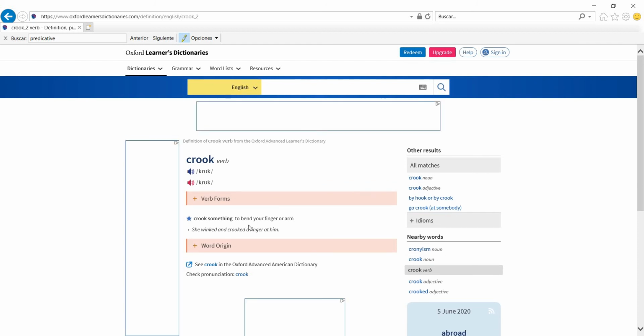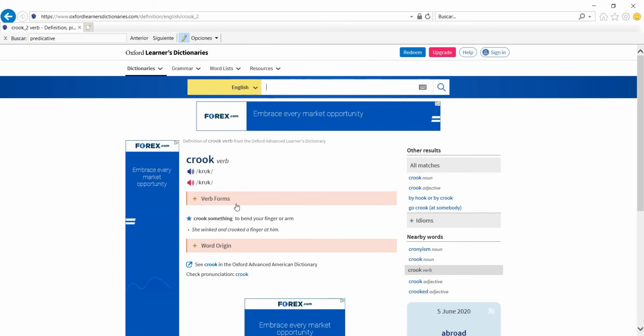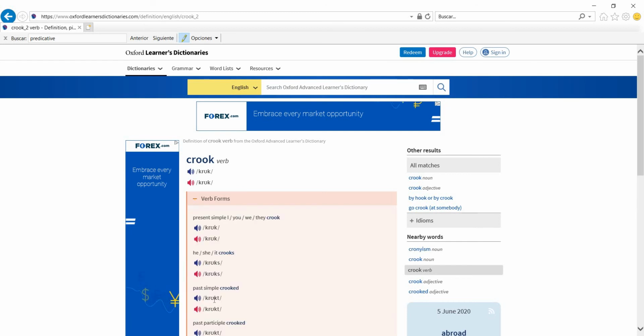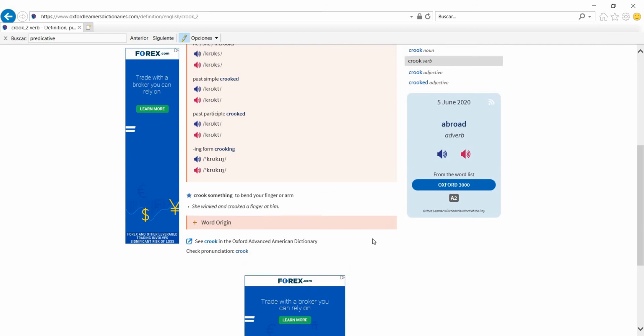This is less frequent, to be frank, right? To crook, to bend your finger, right? She winked, and crooked a finger at him, right? So in this case, it's not "crooked" but "crooked."